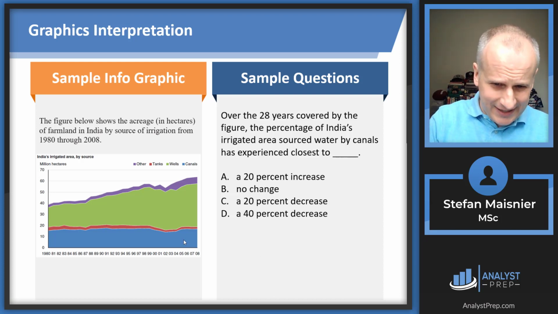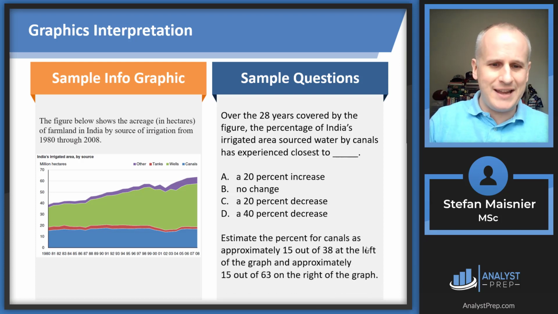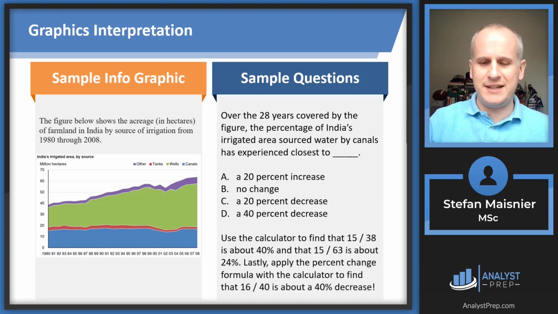So we know that the canals are the blue at the bottom. And we can see that the canals are roughly 15 out of an original, say, 38 on the left-hand side. And then over time, we get around a 15 out of 63 on the right-hand side, if we go all the way up to where the purple is at the very top of 2008. So then it's just a matter of processing the percent change using the calculator. So we find that 15 out of 38 is about 40%. And that 15 out of 63 is about 24%.